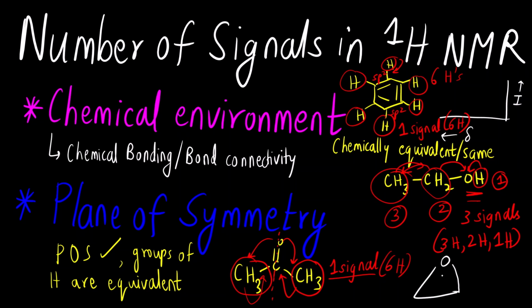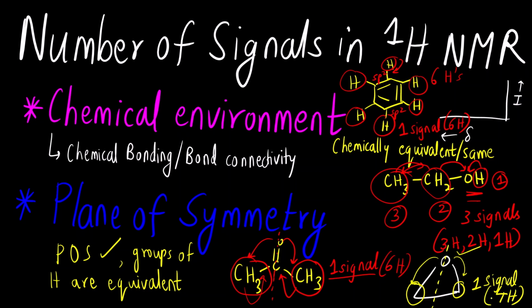Epoxide. Here again, you can see there will be one plane of symmetry. If I draw a plane like this, there are two groups, this CH2 and the other CH2, and both are chemically equivalent because a plane of symmetry is present. So here we will get how many signals? 1 signal of 2 plus 2, that is 4 protons.